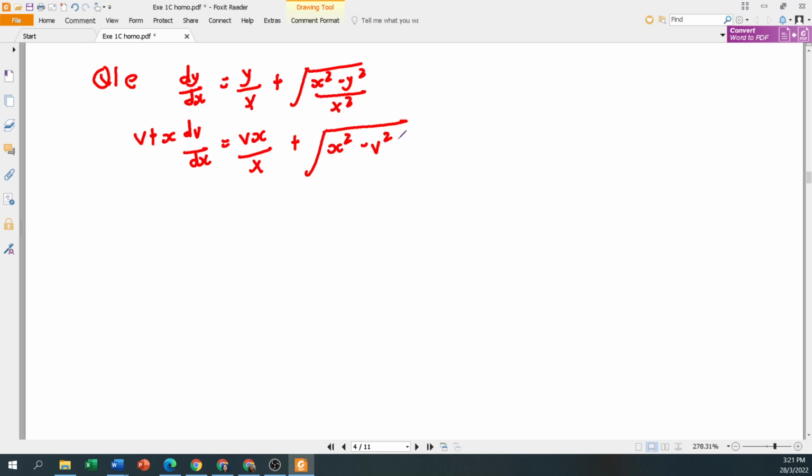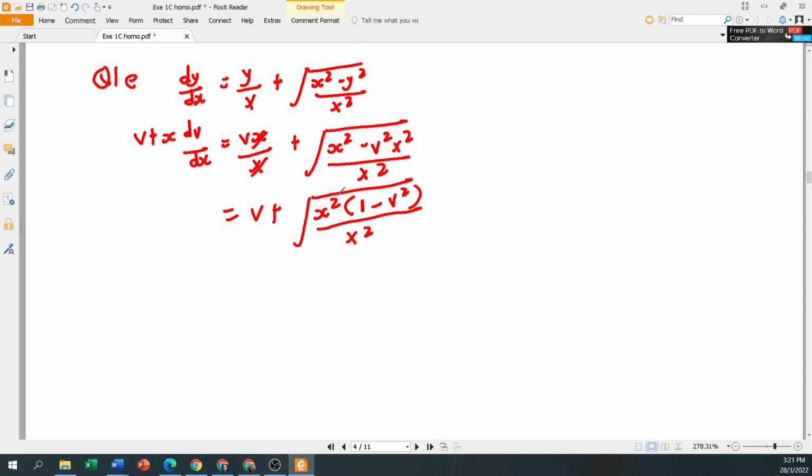y squared will be v squared x squared divided by x squared. So the x cancels, you have v plus, and inside the square root when you simplify, if you factor out x squared, this one is 1 minus v squared divided by x squared, so x squared cancels. So you have v plus the square root of 1 minus v squared, and on the left side you have v plus x dv/dx.